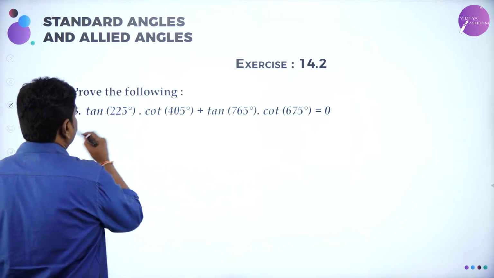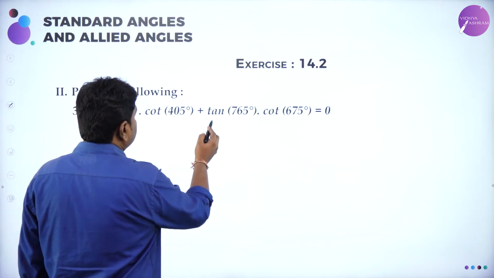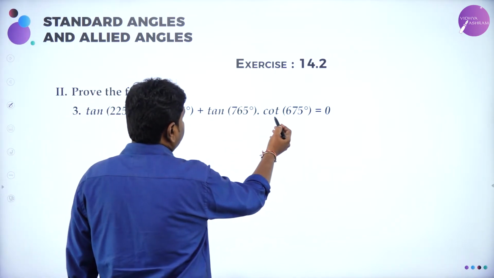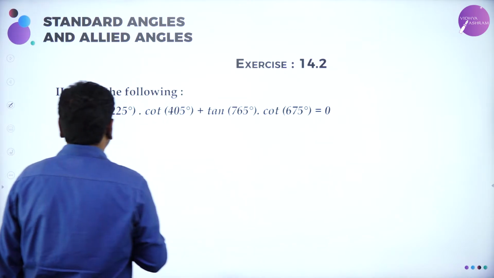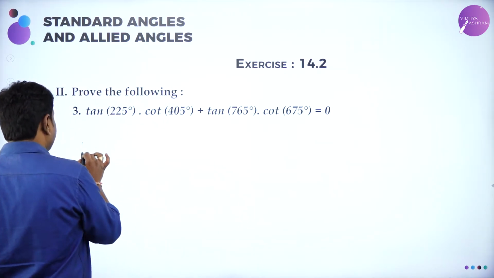Next, tan 225 into cot 405 plus tan 765 into cot 675, we need to prove 0. So, first one by one we will find the values.